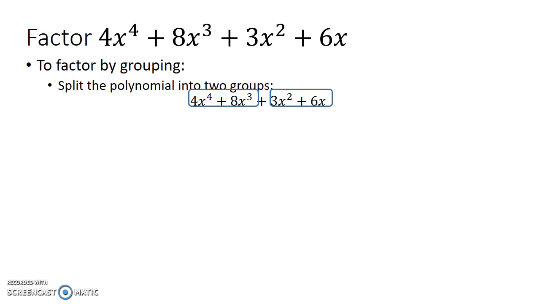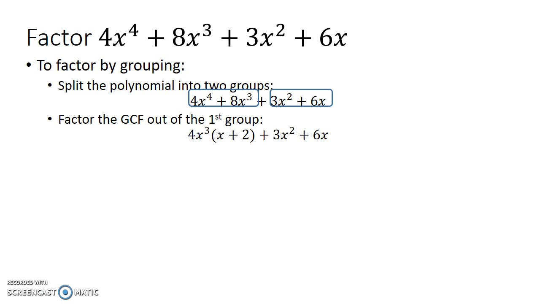Once we split it into groups, the first step is to factor the GCF out of the first group. If we look at our first group, the two coefficients, 4 and 8, the largest number that goes into both is 4. Between x to the fourth and x to the third, the largest value that goes into both is x to the third. So the GCF in the first group is 4x to the third. We factor it out, and we're left with x plus 2.